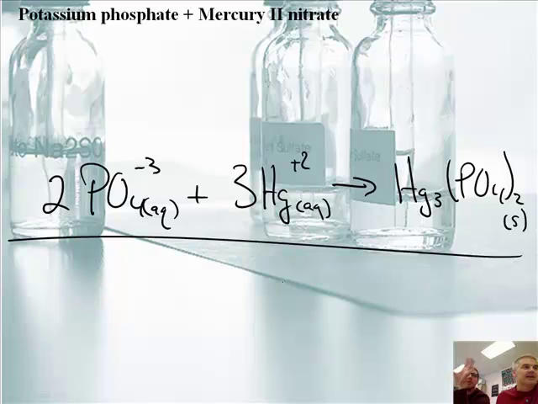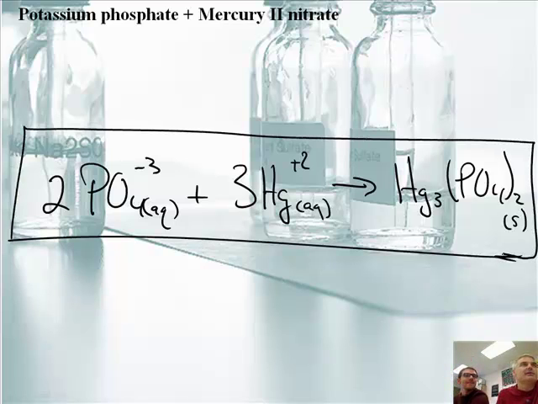Just back it up to see where we were canceling, because I accidentally hit the erase button. We canceled all the spectators, and whatever was left, we rewrote as that. This is what's left because all the potassiums and the nitrates canceled out, which you just saw. So that's how you do net ionic type equations.